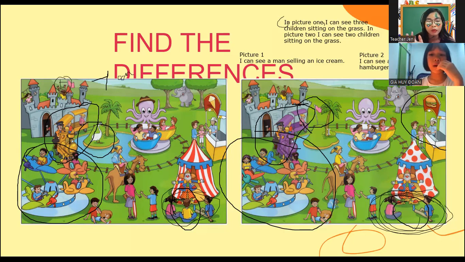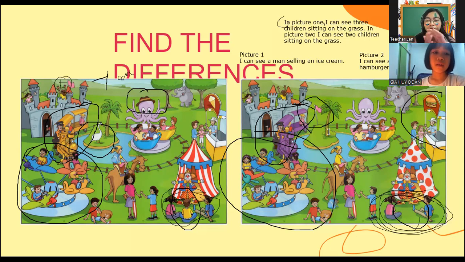In picture one, I can see an octopus wearing a hat. In picture two, I can see an octopus isn't wearing any hat. Okay, so in picture one, I can see an octopus wearing a hat. In picture two, the octopus is not or isn't wearing a hat. Okay, what else, Hannah? That's good.